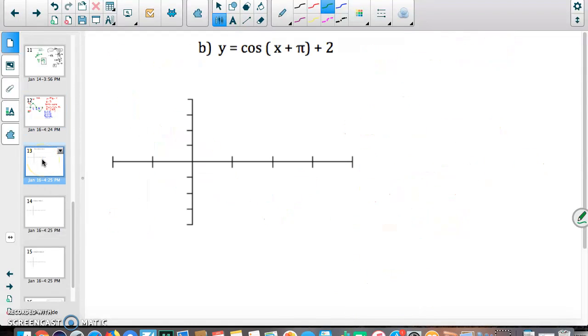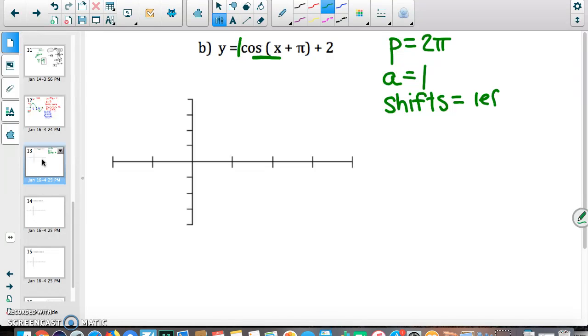Let's move on to something a little bit trickier here. In part B, again, I need my period. In this case, there's nothing being multiplied by my x, so my period is going to remain the typical period of 2 pi. My amplitude, there's no number out front, so I guess there's a floating 1, amplitude of 1. My shifts, looks like I'm going left pi, up 2. And my domain and range.